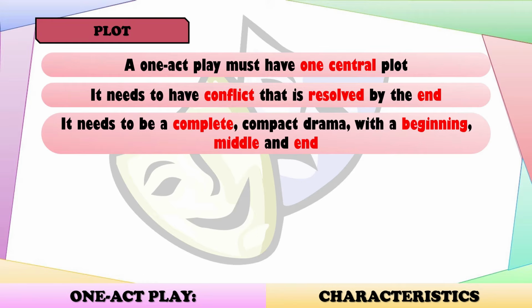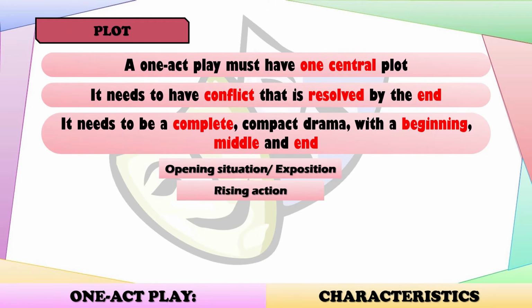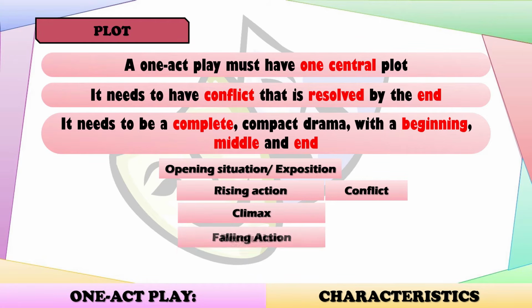In terms of complete and compact drama, it needs to have the following elements. It needs to have an opening situation or an exposition. It needs to have a rising action in relation to the conflict. It needs to have a climax, a falling action, and of course, a resolution.